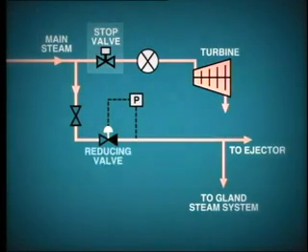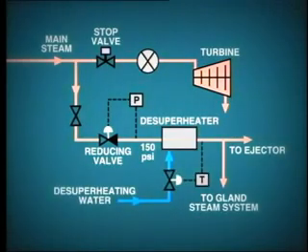This high-pressure steam then passes through a reducing station to bring the pressure down to, say, 150 psi. Because of the high temperature of the main steam, a de-superheating station is also included to lower the temperature of the turbine auxiliary steam to about 500 degrees Fahrenheit.